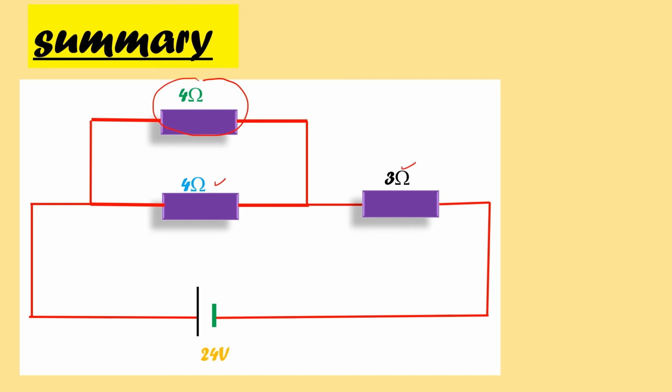Therefore the current flowing through the circuit will be V divided by R, which is now 24 divided by 7, and this gives us 3.43 amperes. But you realize that this current is actually big. So what you can do is shunt another resistor. Bring another resistor. Let us now assume we bring this 4 ohm resistor.